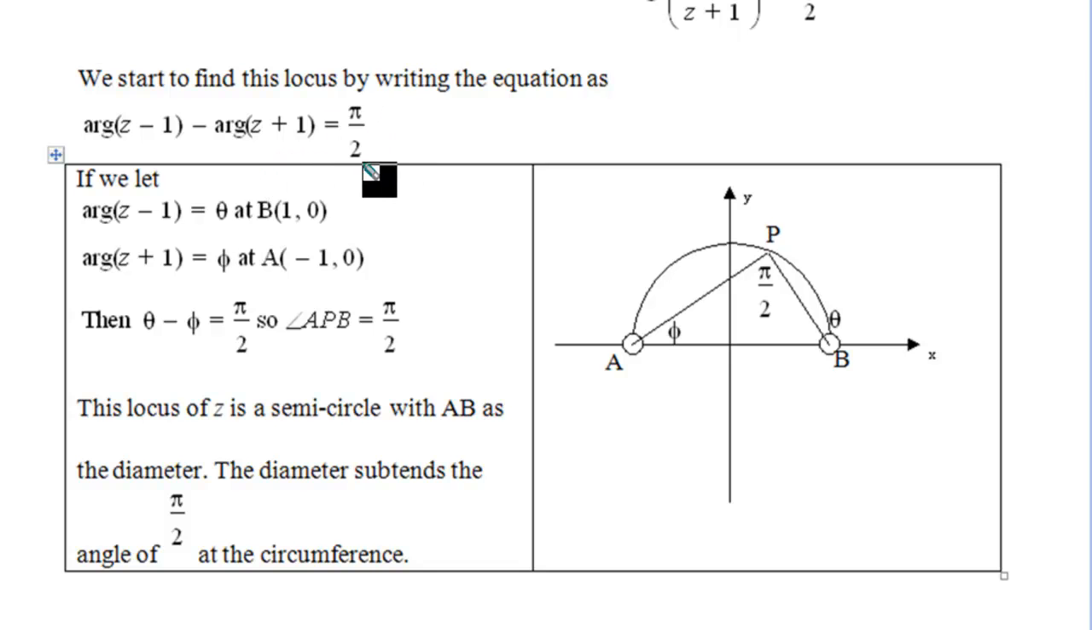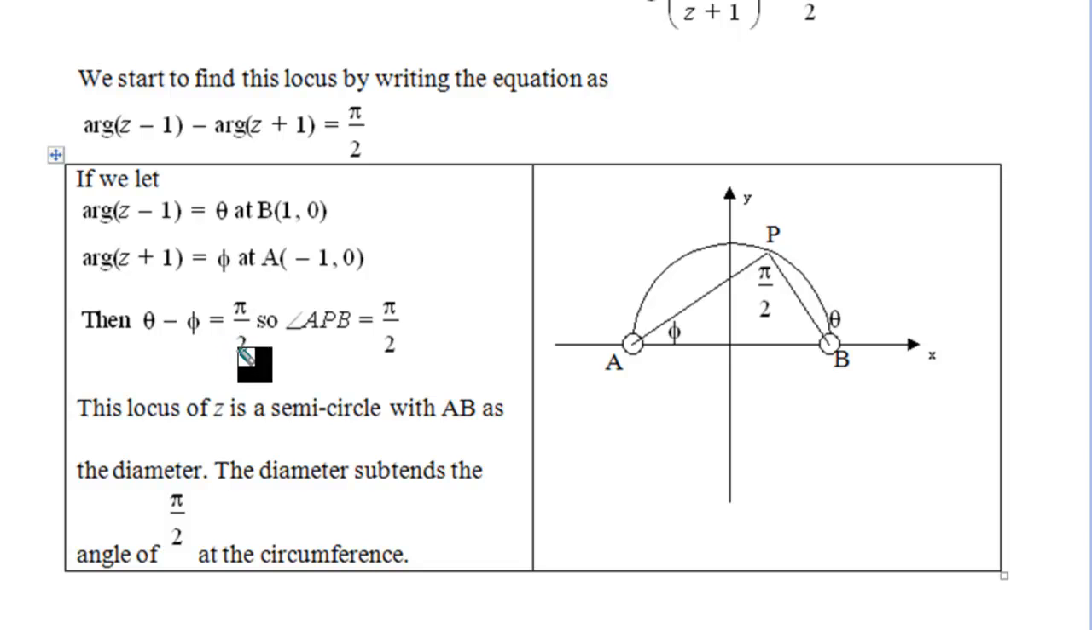Now, the trick with this one is to consider those two complex numbers. We've got z minus 1 is at B there, and z plus 1 is at A. So we're saying that the argument of z minus 1, subtract the argument of z plus 1, is 90 degrees. So if we let the argument of z minus 1 be theta, that's the argument of z minus 1. This is the argument of z plus 1, phi. Now, when we rearrange it, we're saying that theta minus phi is equal to pi on 2.